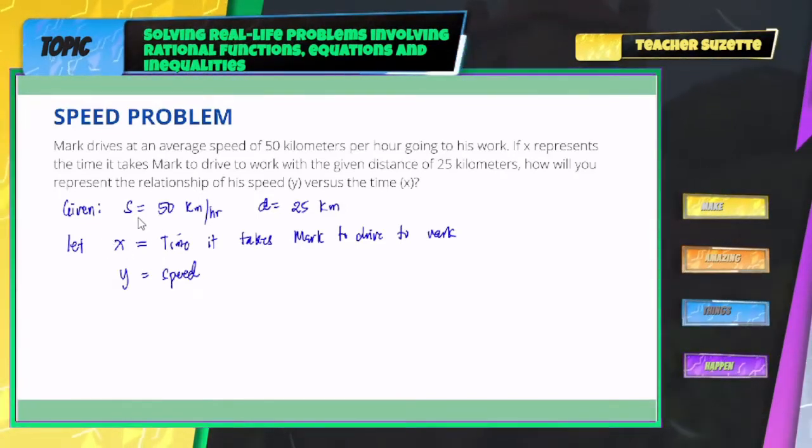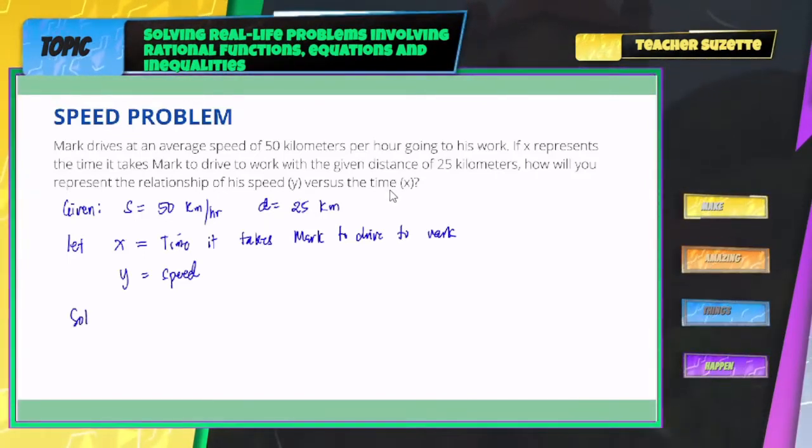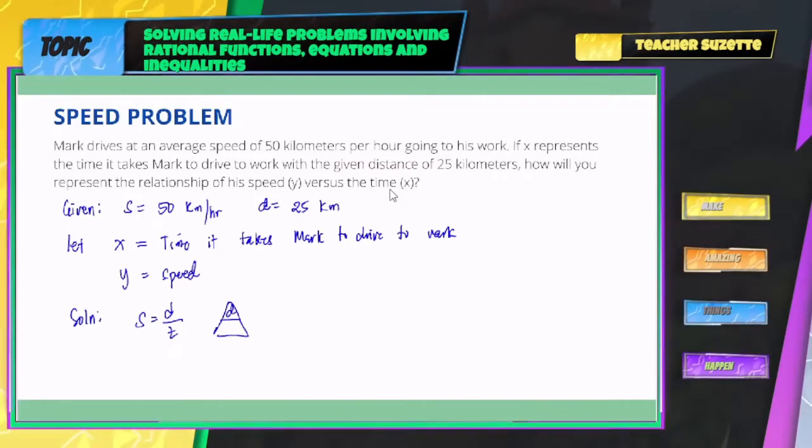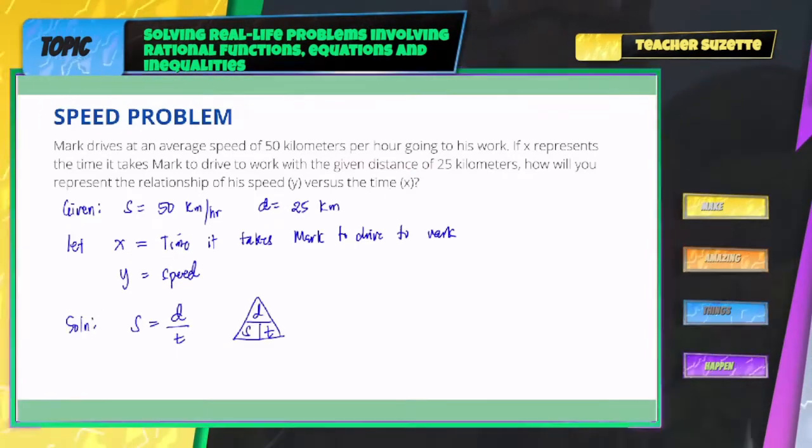Using this, we can now start to represent the relationship of our speed versus our time, using our formula that speed is equal to distance over time, or our triangle, distance over speed and time. What we are going to do to represent the relationship is simply replace the variables with our unknown and given values.